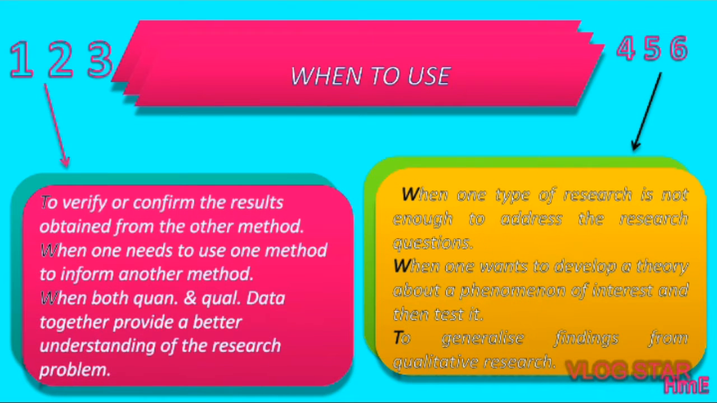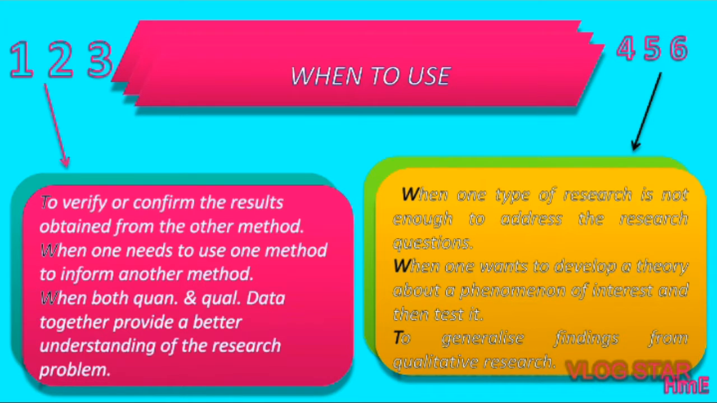So let's begin with the conditions when to use the mixed method. So there are various conditions. Number 1, to verify or confirm the results obtained from the other method. When one needs to use one method to inform another method. When both quantitative and qualitative data together provide a better understanding of the research problem. So number 1 is one of the most important conditions to use the mixed method.